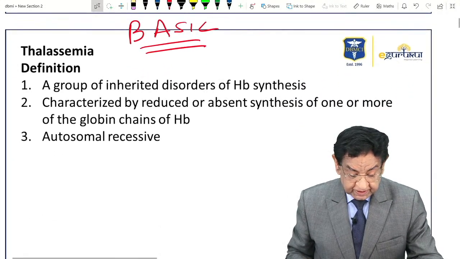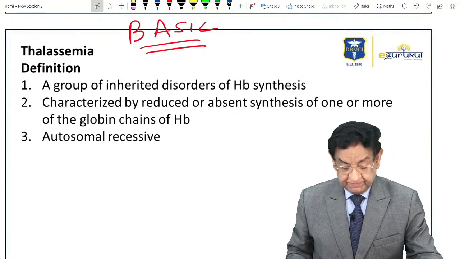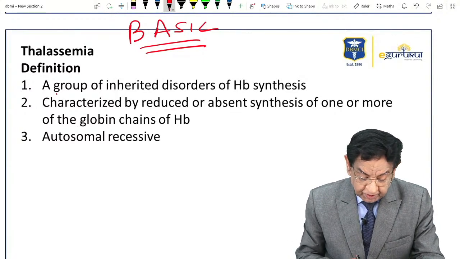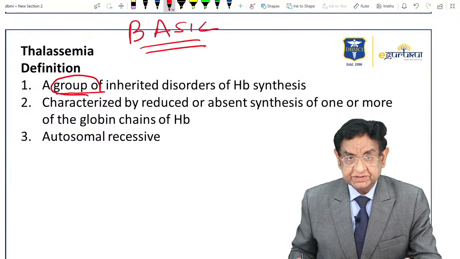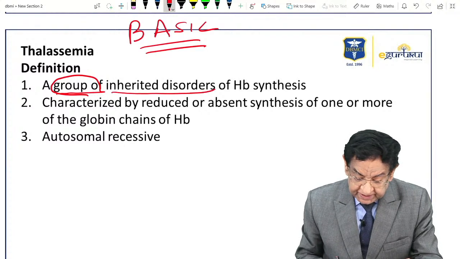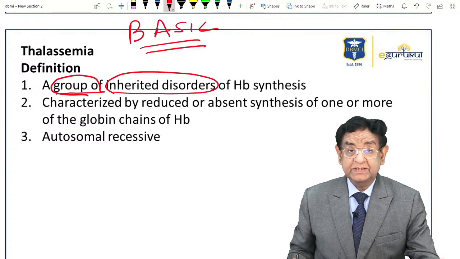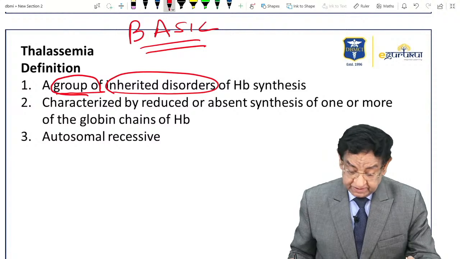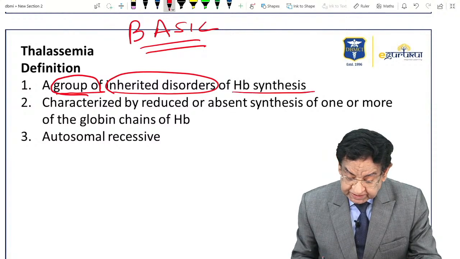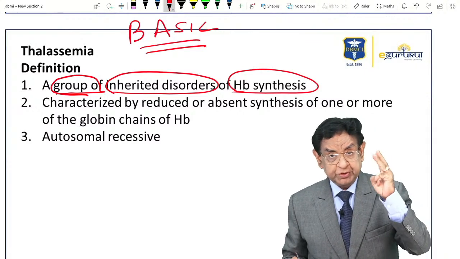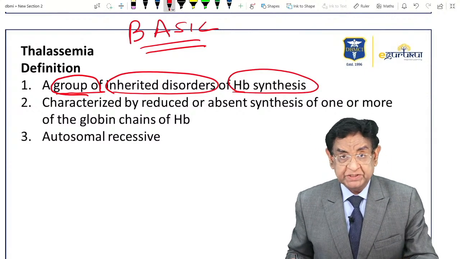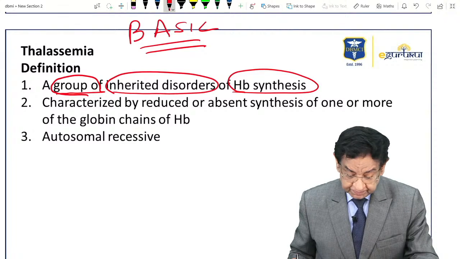So, regarding the definition of thalassemia, it's a group of disorders. Point to be noted, it's not a single disease. It's an inherited disorder. Well, this is genetically determined disorder of hemoglobin synthesis. Okay. So there are three keywords that you got to remember in this particular line.